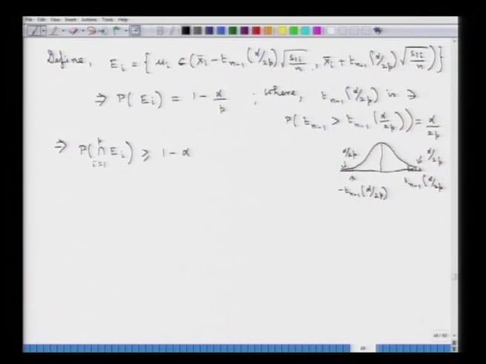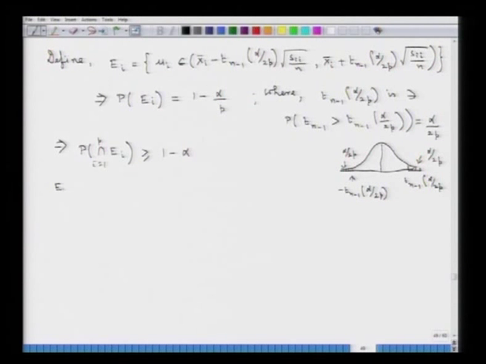For each of these parameters mu i, we have chosen the random interval in this particular manner, so that the probability of each of these E i events is equal to 1 minus alpha by p, and from that the probability of the intersection of E i is greater than or equal to 1 minus alpha. So this is giving us the simultaneous confidence interval.